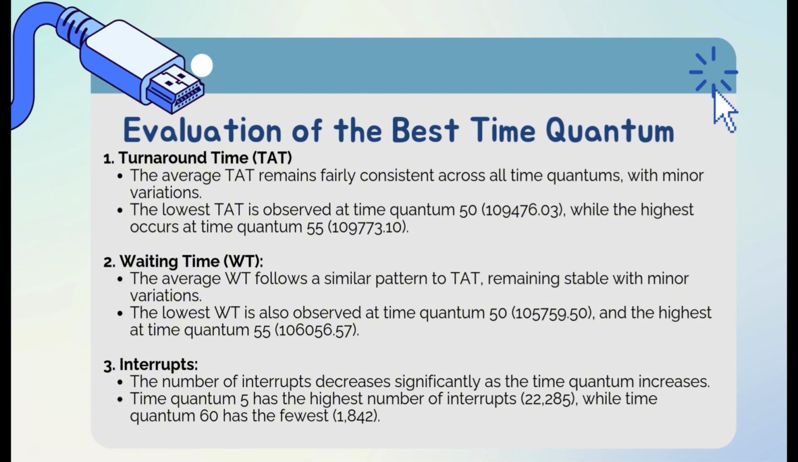Let's begin with turnaround time, which measures the total time taken by a process to complete. The lowest turnaround time occurs at a time quantum of 50, while the highest turnaround time is at 55. Next is waiting time, which tracks how long processes wait in the queue. The lowest waiting time is also at a time quantum of 50 and the highest waiting time is at 55. Lastly, the number of interrupts decreases as the time quantum increases. The highest interrupts occur at 35 while the lowest are at 60.